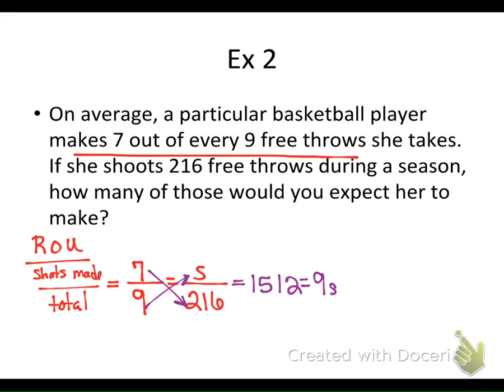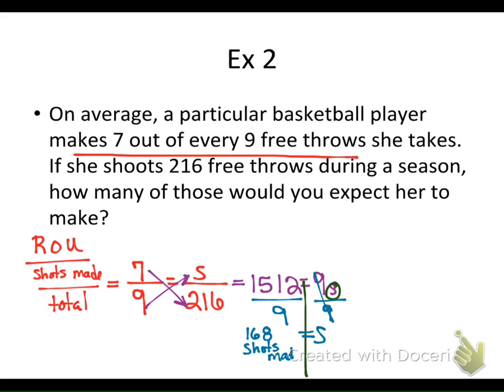Okay. So we're going to draw our line of equality, circle our variable. How do I get the variable by itself? Divide by 9. Okay? So S is going to equal what? I got 168. You agree? Okay? So I'm not just going to put 168 though, because I'm dealing with word problems. I'm going to have to put 168 what? Shots made.